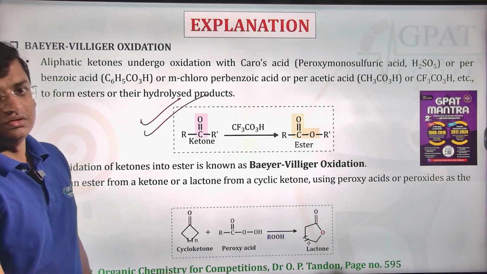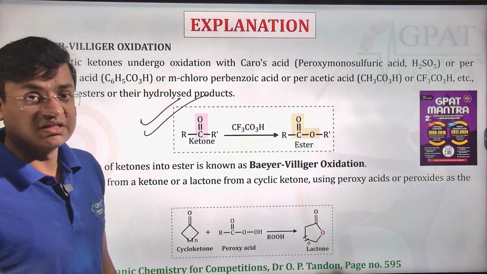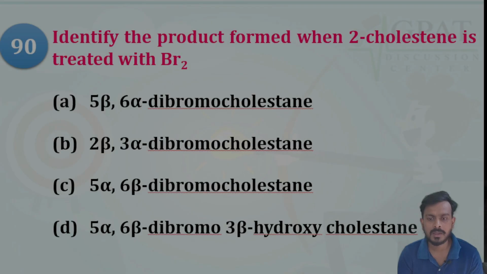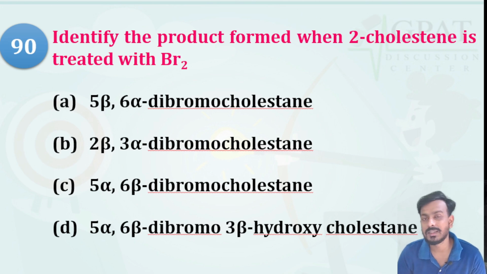This is possible for both the cases, aliphatic as well as cyclic conditions. In both the conditions this can be seen. Identify the product that forms when cholesterol is treated with bromine.